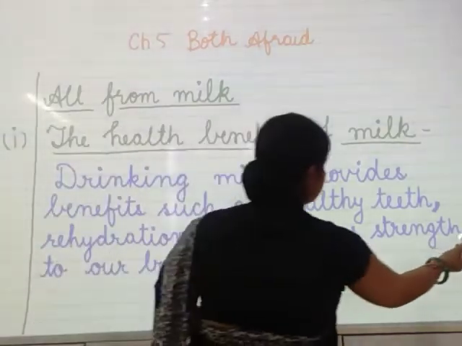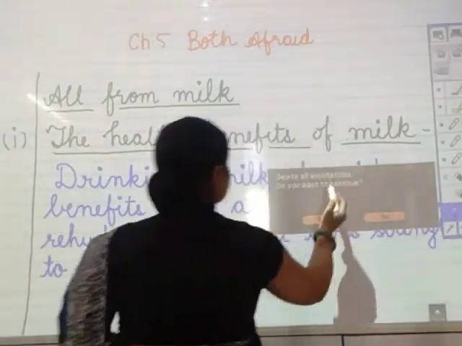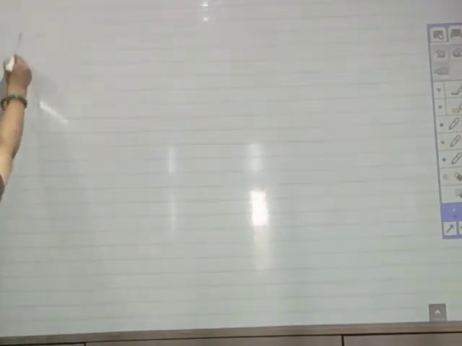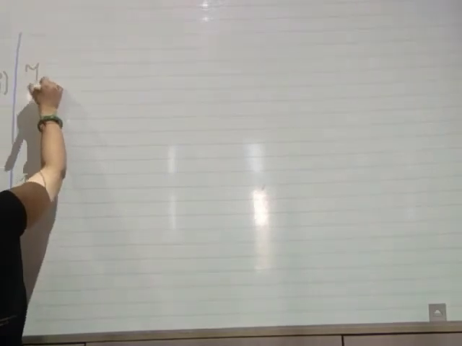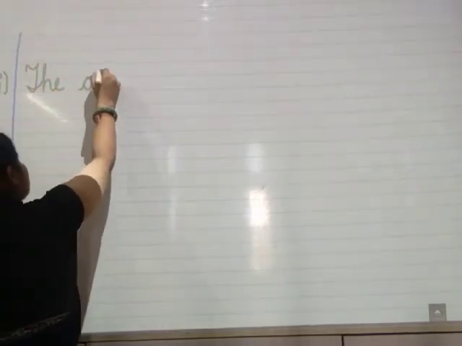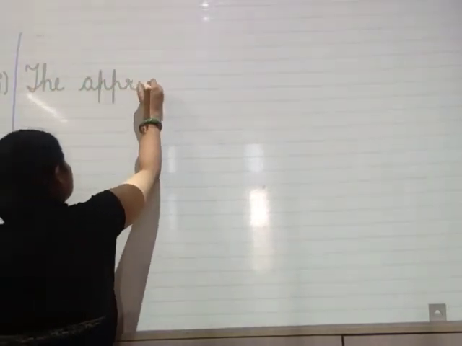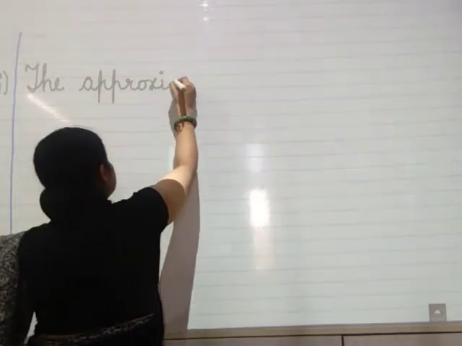So the second point that we are going to cover is the approximate. See, some of the words are new to you, so you may find difficulty in reading them, but you need to practice if it is in your book. book में है तो practice तो करना पड़ेगा. The approximate का मतलब होता है हिंदी में लगभग. Approximate.